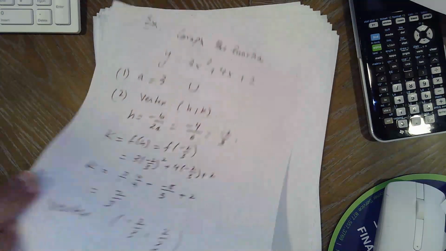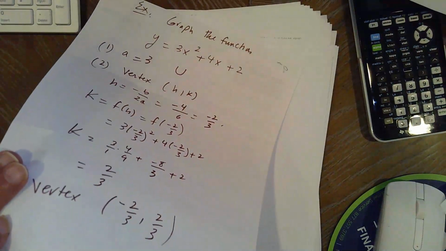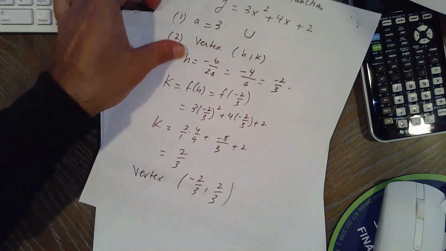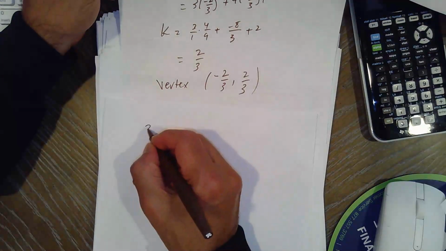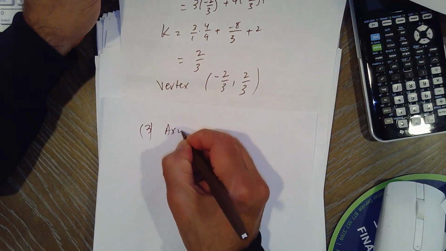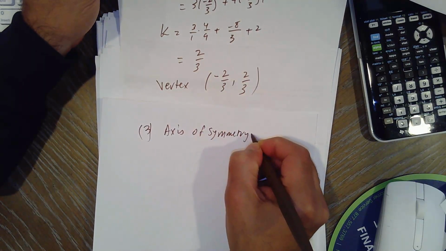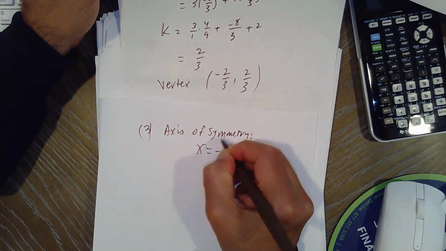Okay. The axis of symmetry is x equals negative 2/3 as usual. It's x equals the x value of the vertex, the axis of symmetry. x equals negative 2/3 right there.